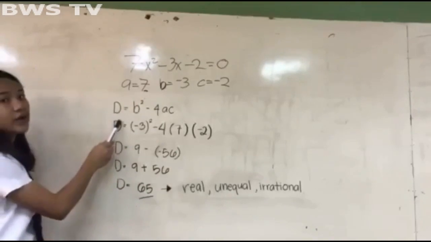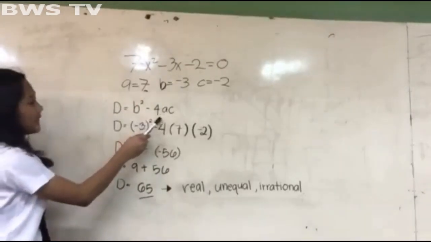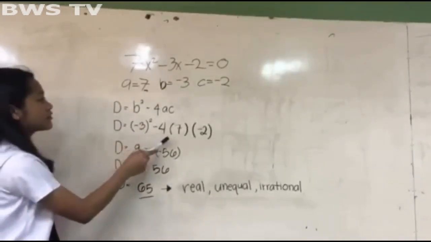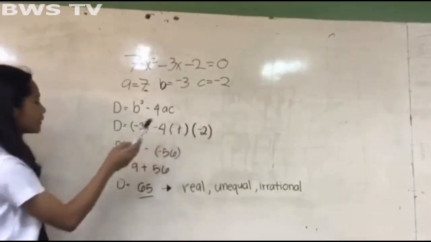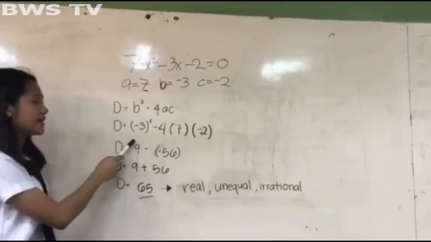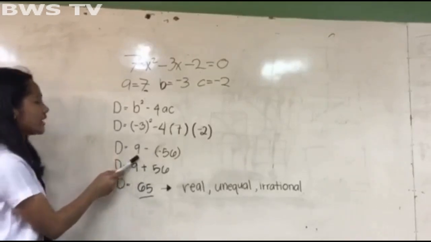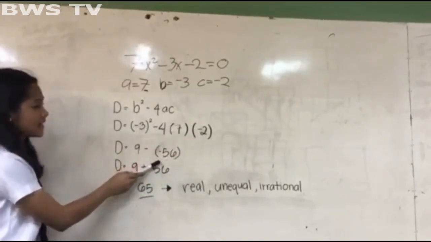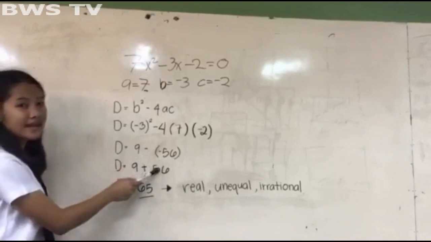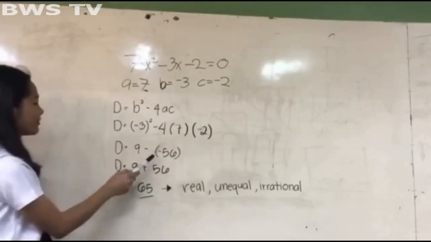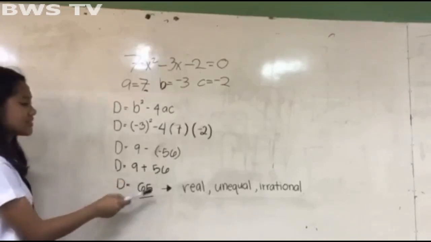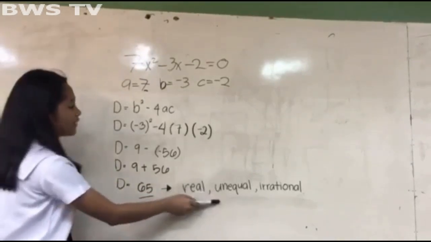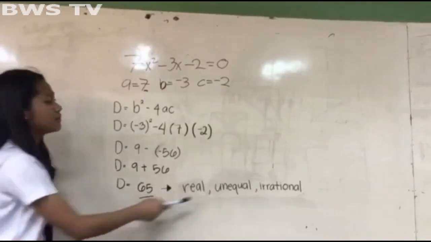Now we will use this formula, b squared minus 4ac. Now we will substitute. Negative 3 squared minus 4 times 7 times negative 2. Multiply negative 3 by itself, so it will be equal to 9. Then 4 times 7 times negative 2 will be equal to negative 56. Since they have the same negative sign, it will turn into positive. 9 plus 56 equals 65. Since 65 is greater than 0, it will be real and unequal. Since 65 is not a perfect square, it will be irrational.